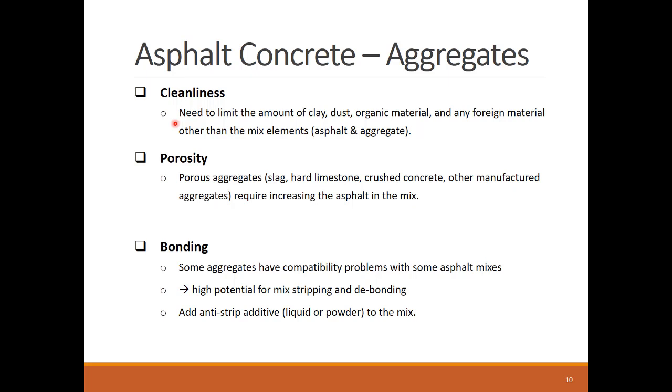Finally, the bonding between the aggregate and asphalt cement binder is important, and some aggregate types can have binding compatibility issues with some asphalt cements. To resolve this bonding problem, anti-strip additives are added to the mix at the production plant or in the supplied asphalt cement.